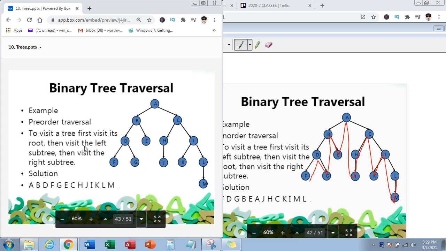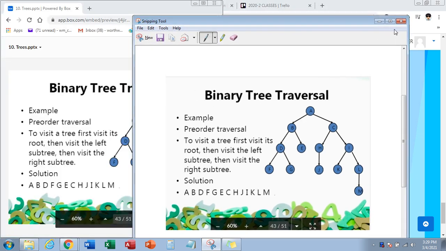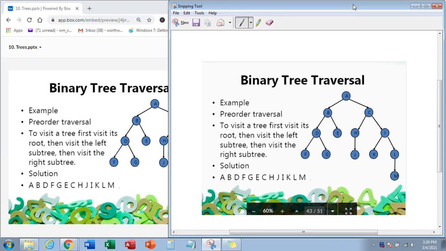Next, pre-order. So, sa pre-order, kunin uli natin to. Sa pre-order, we start from the root, then sa left, then D, then F, then G, then E. Then we go to the right. C, H, J, I, K, L, M. Okay? So root, left, then right, right, right, until sa end ng right nodes.